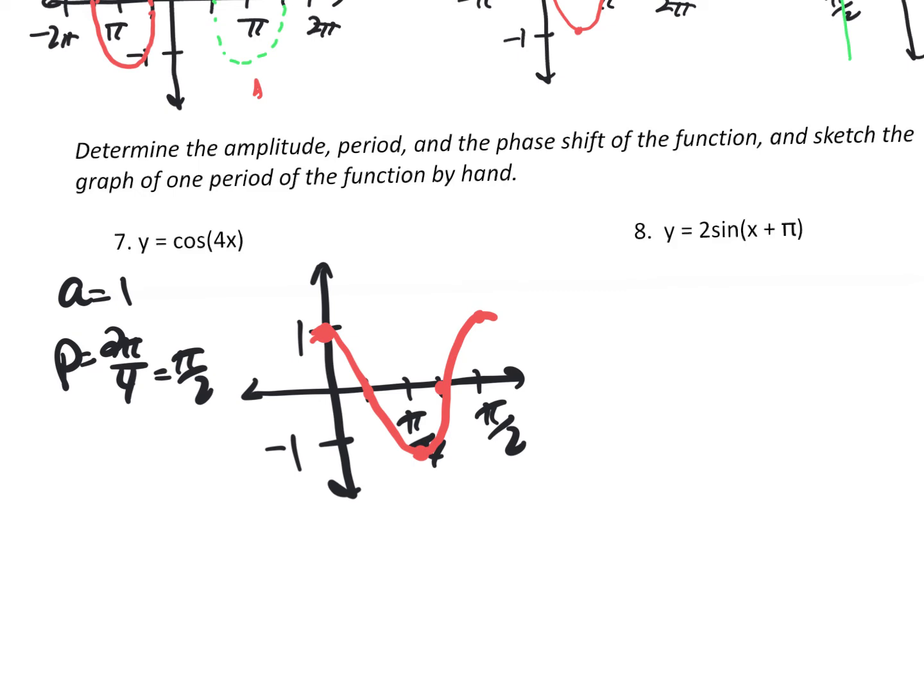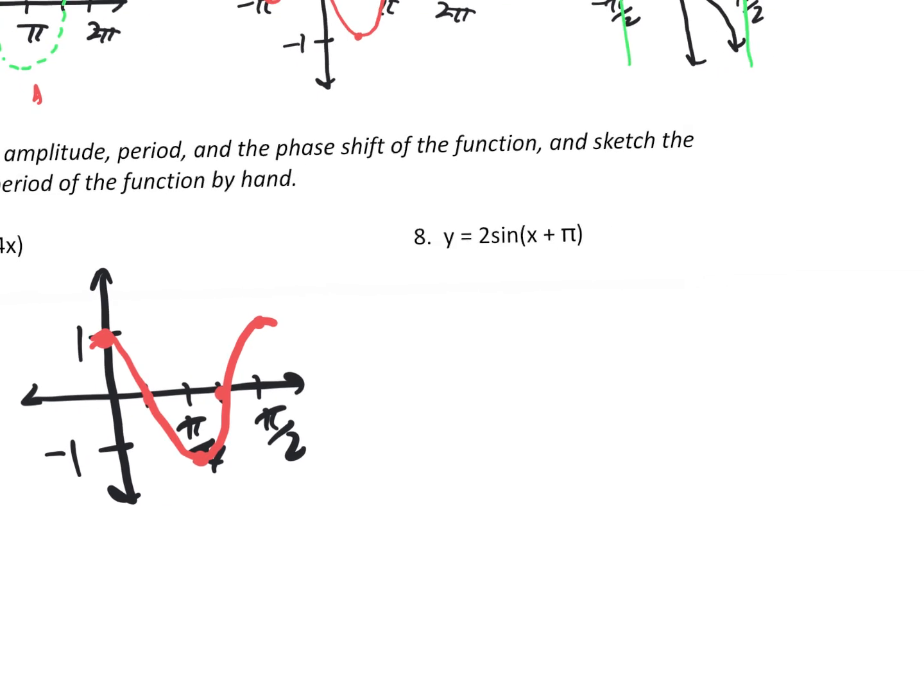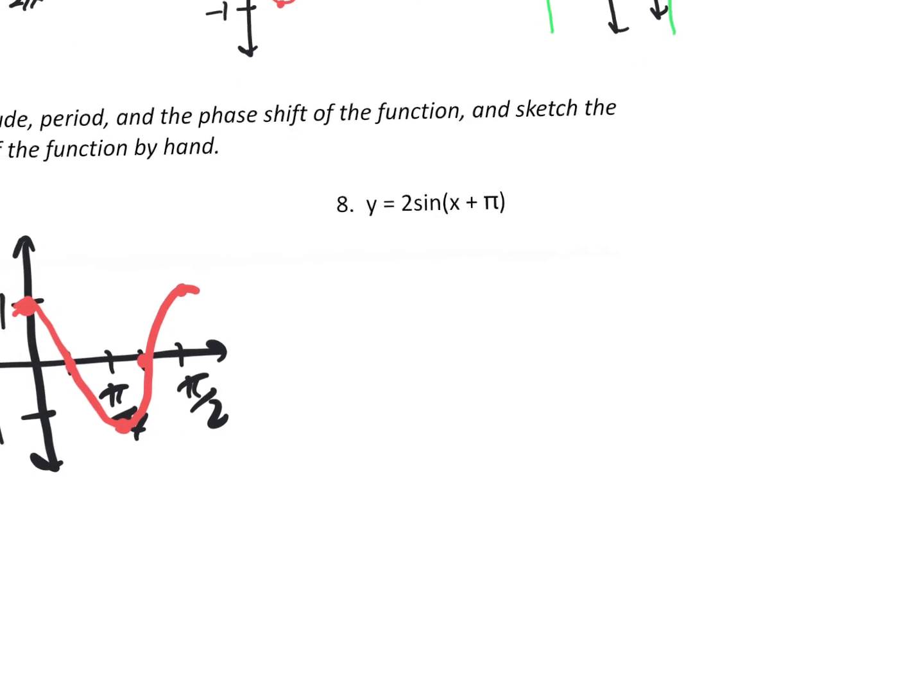Number 8, there we go. Number 8, the amplitude, number in the front. The period is 2 pi divided by what's in front of your x.